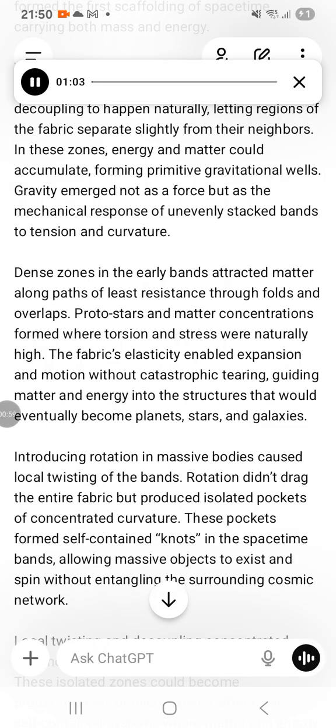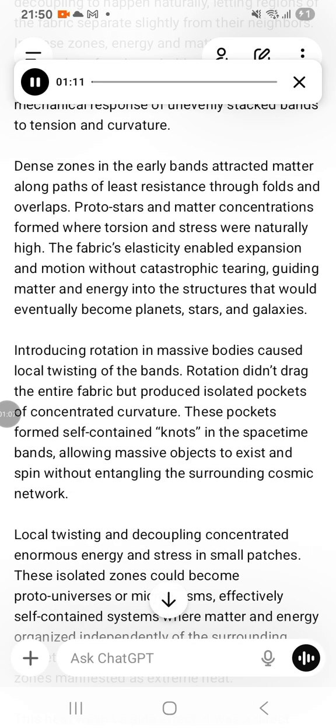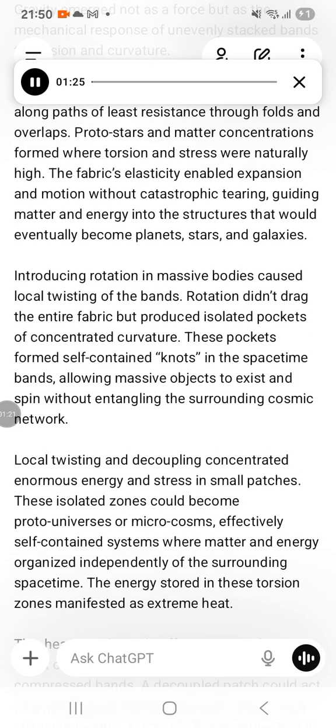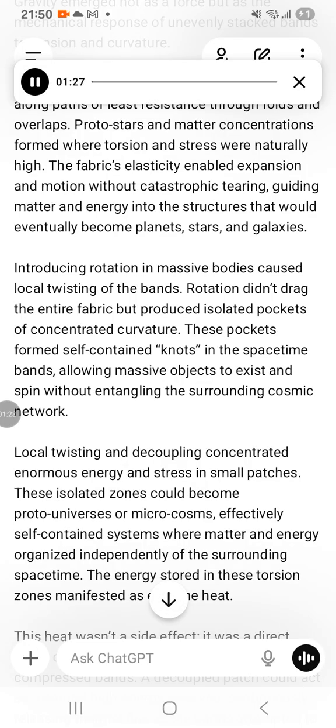The early bands were loose and flexible, able to slip and twist freely. This flexibility allowed local decoupling to happen naturally, letting regions of the fabric separate slightly from their neighbors. In these zones, energy and matter could accumulate, forming primitive gravitational wells. Gravity emerged not as a force, but as the mechanical response of unevenly stacked bands to tension and curvature.